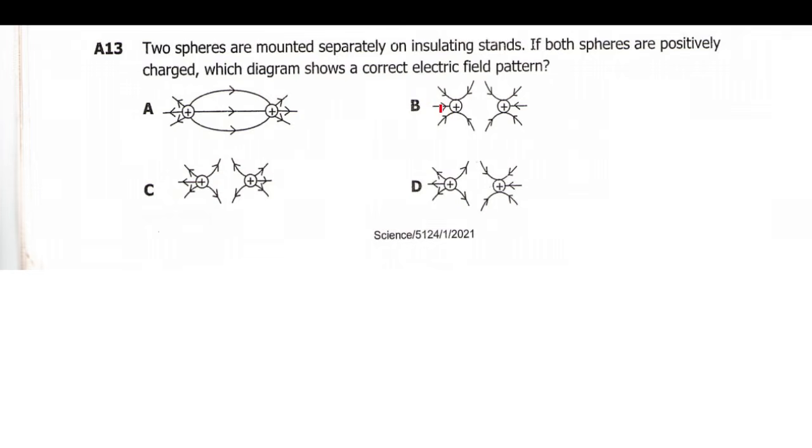Then B here, this one is going inward, which is not true. So the whole of this one is not true. Then you see this one is going outward, outward, outward everywhere. And here there is no field between them, meaning they are repelling. So this one becomes the best answer, because the others are showing the field going inward, which is not true. So our answer is C.